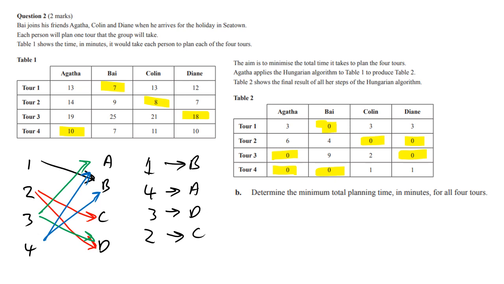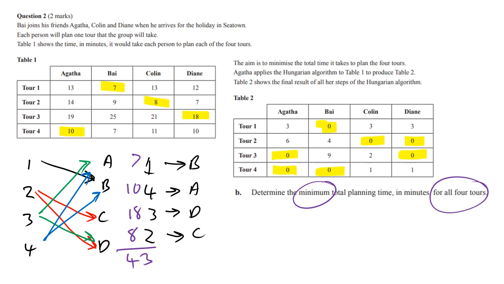And if we put the values in there, because actually what it says is the minimum, that's Hungarian algorithm for all 4 tours, which means we have to add them all up. 1 to B was 7, 4 to A is 10, and 3 to D is 18, a bit slow Diane, and Colin gets 8. So if you add all those up, you should get 43. I think that does work. And so the answer was 43, but it does have a unit.